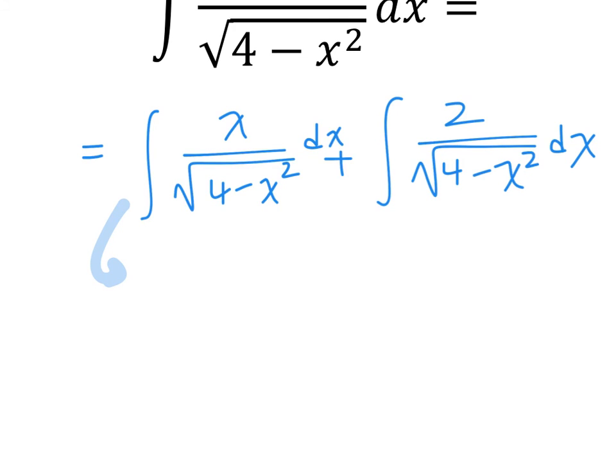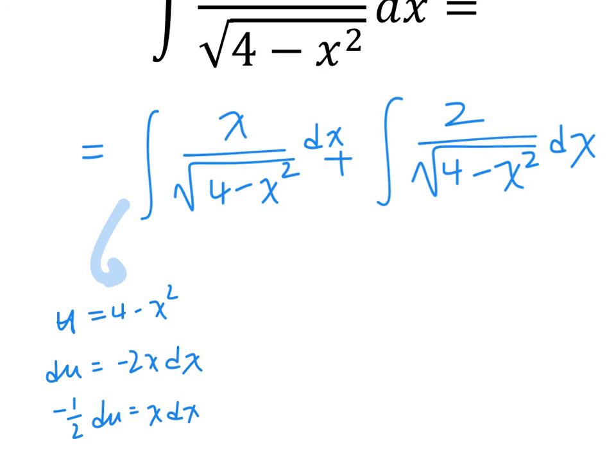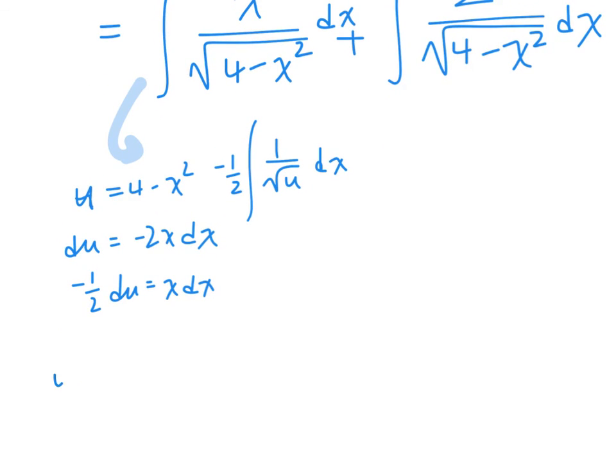This part, you're going to use u sub. So u is going to be 4 minus x squared. du is minus 2x dx. You don't want that negative 2, so negative 1/2 goes in the front there. x dx. So this integral becomes negative 1/2 times 1 over square root u. The integral of 1 over square root u is not natural log u, okay? Square root u in the denominator is u to the negative 1/2. So this is just a regular integral. So the integral would be u to the 1/2.